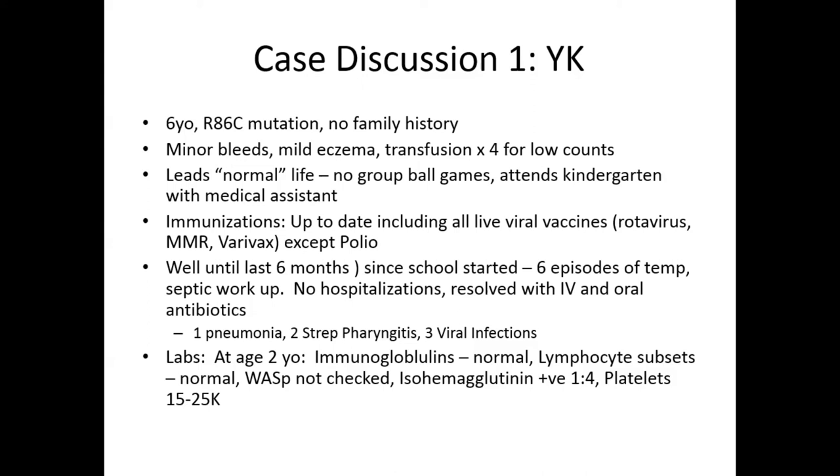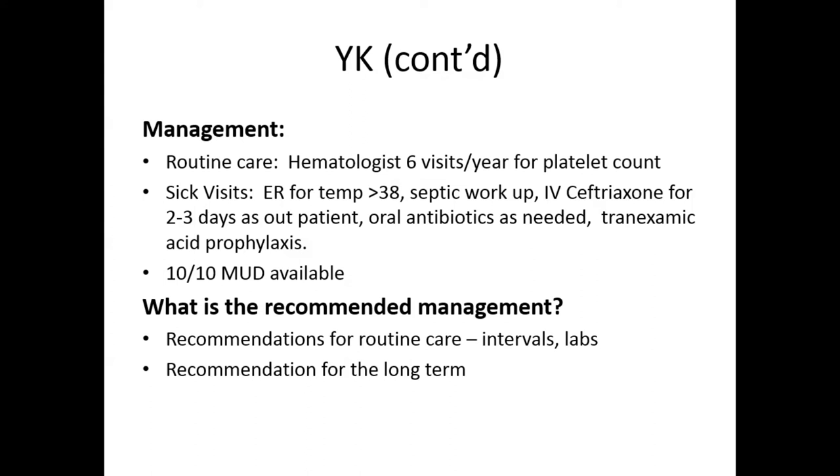He had isohemagglutinins, and his platelets are between 15 and 25. He's routinely seen every couple of months for platelet counts. If he has a temperature above 38, he will receive a full septic workup, meaning blood cultures and so on. He will receive IV antibiotics for 2 to 3 days as an outpatient, and then maybe some oral antibiotics. He has a 10 of 10 matched unrelated donor available. So what is the recommended management?